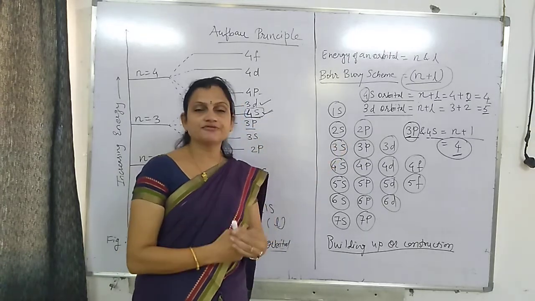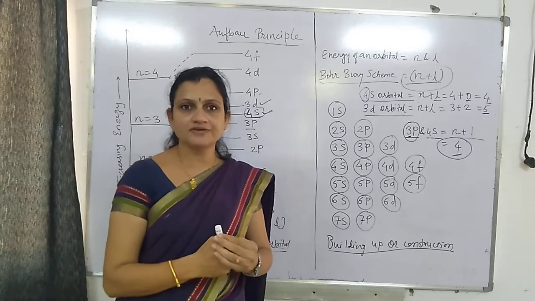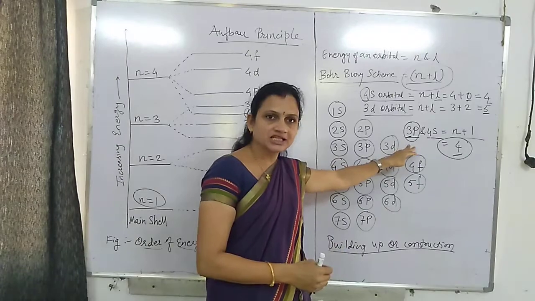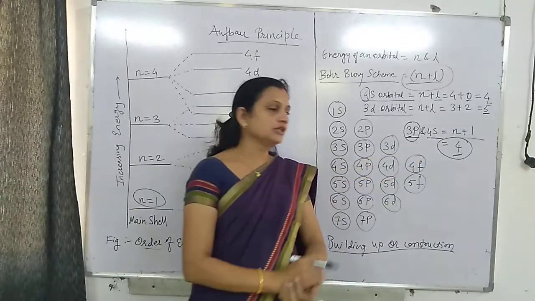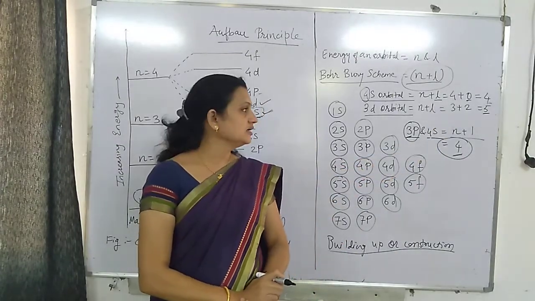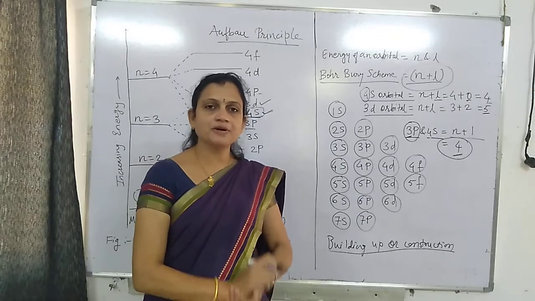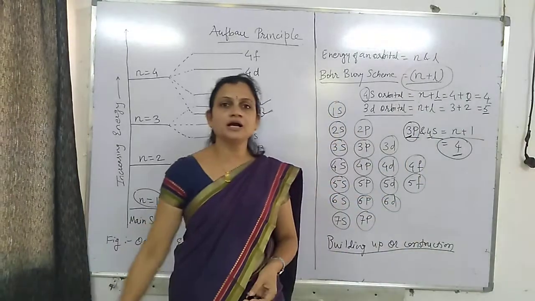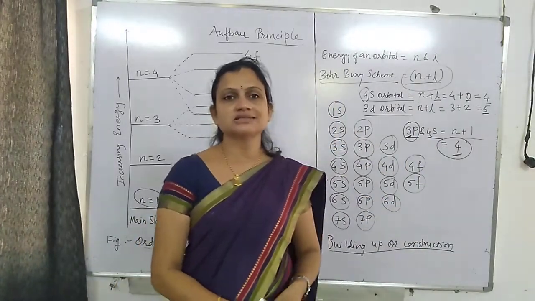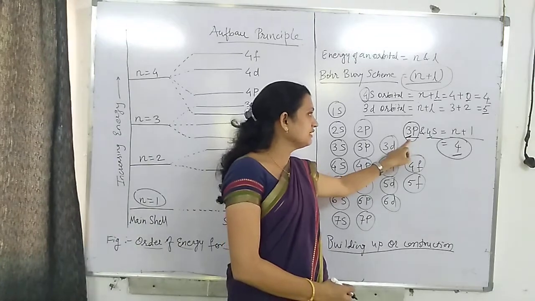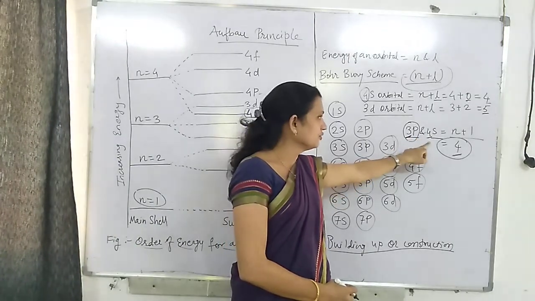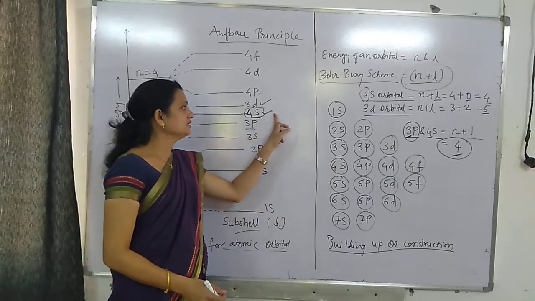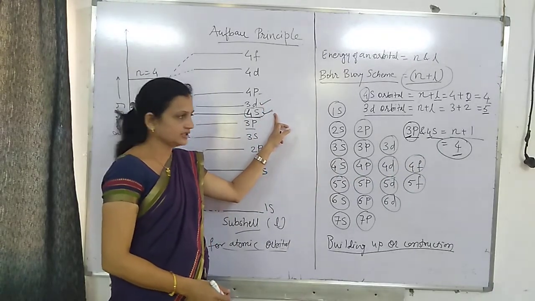After that, if there is a same or common value of n plus l, for example for 3p and 4s orbital, the value of n plus l is equal to 4. Then what happens? Then we have to consider the lower value of n. At that time we have to consider the lower value of n, that is the lower value of n is 3. Here 4 is higher than 3. Therefore we write here 3p. Then the next is 4s orbital.